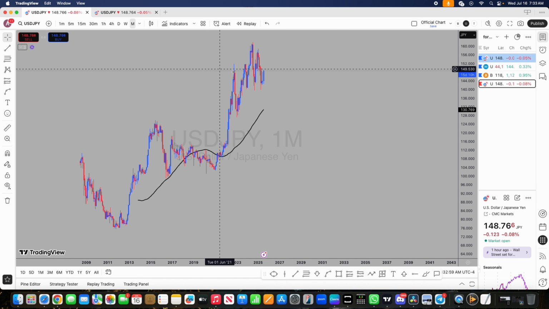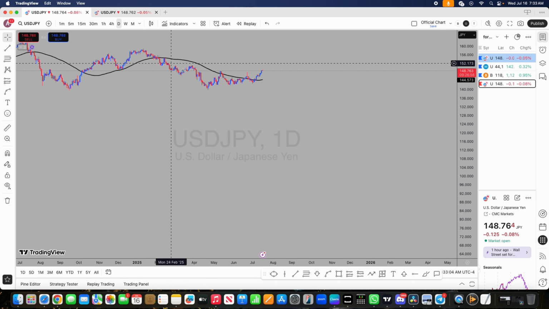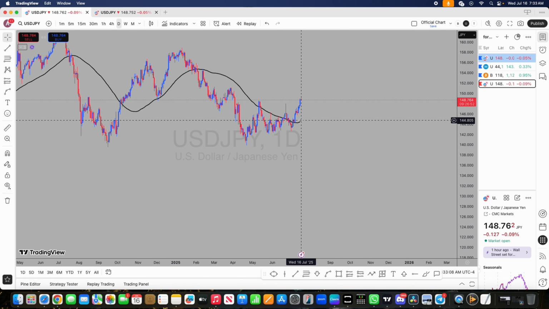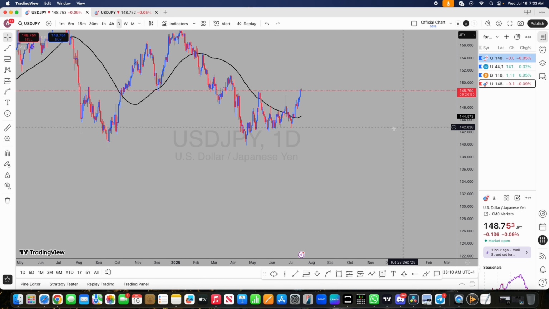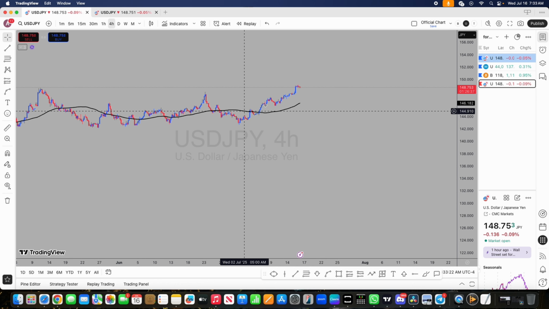For example, the monthly is showing bullish, the weekly is showing bearish. If you go to the daily, it's showing bullish. Why? Because market price action right now is above the MA. You can see we broke right here, and you can see as well that the line is going upwards. It's not going downwards, it's going upwards. We can go to the H4, which is bullish as well.